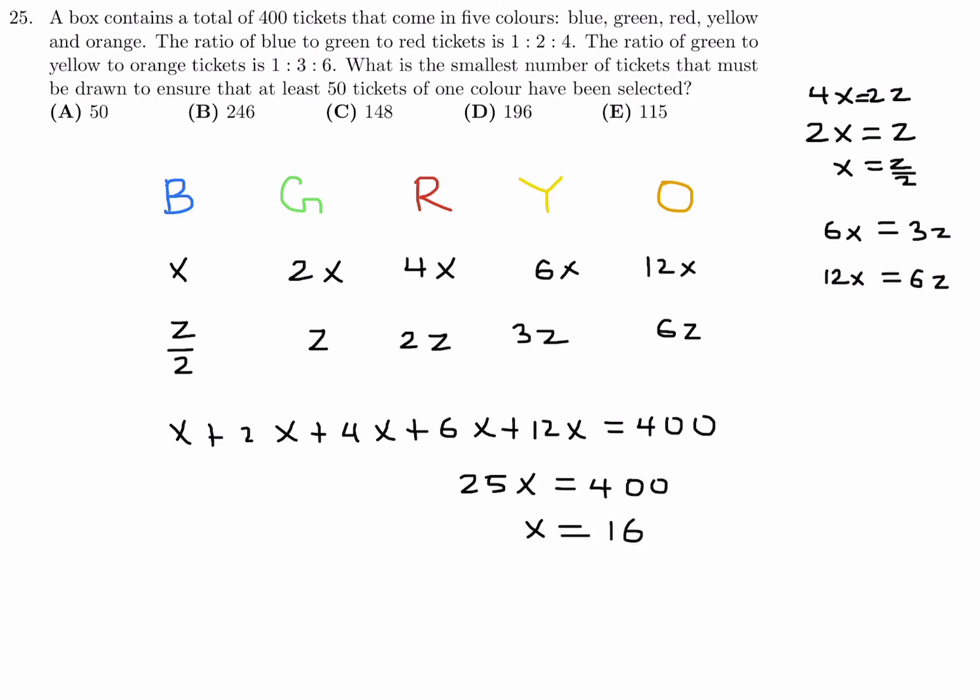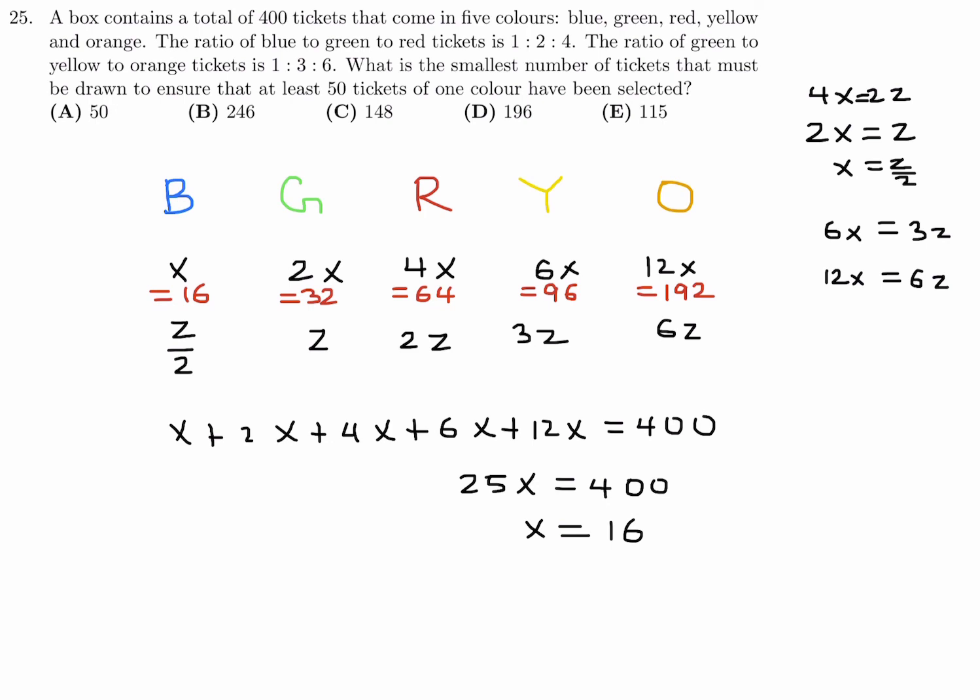So I'll plug those numbers back into here. So that means we've got 16 for blue, we've got 32 for green, 4X is 64, 6X is 96, and 12X is 192. So that's the number of tickets of each color.